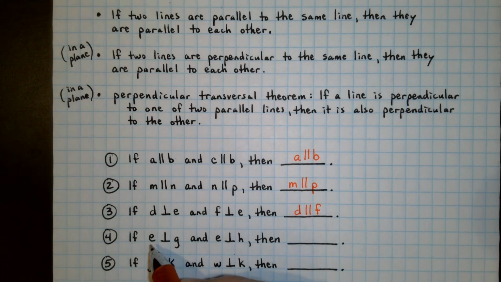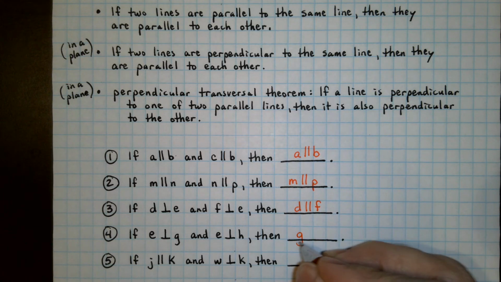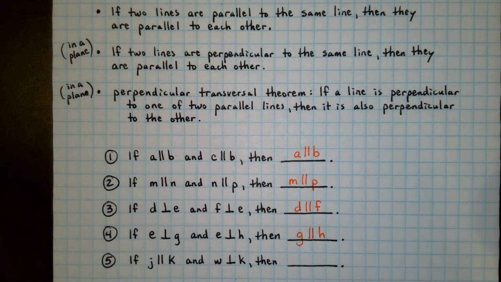It says if line E is perpendicular to line G and line E is perpendicular to line H, then G and H are both perpendicular with E, so G must be parallel to H.